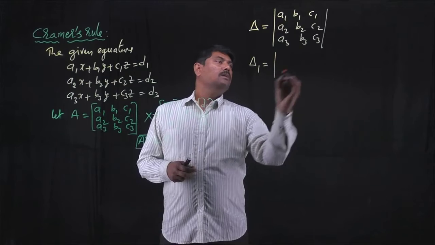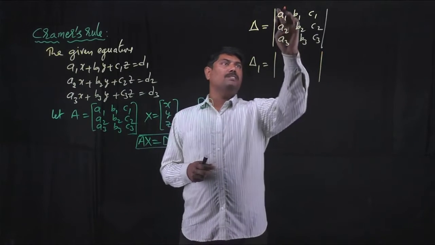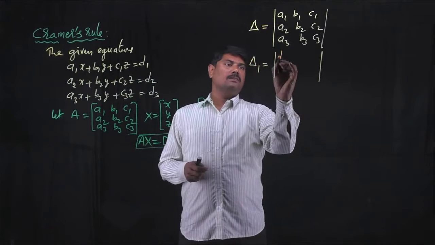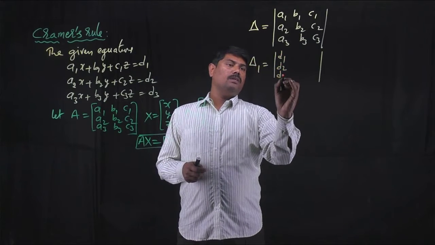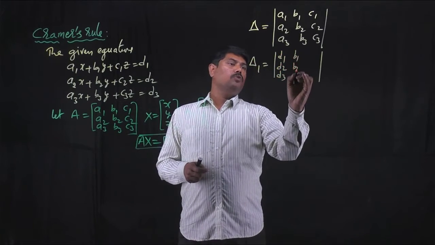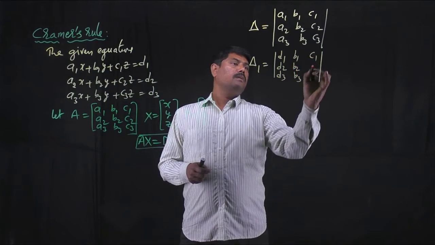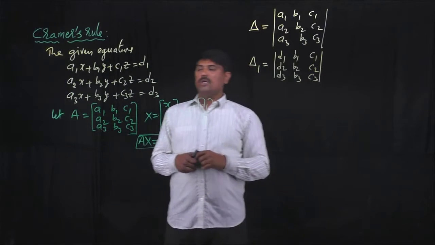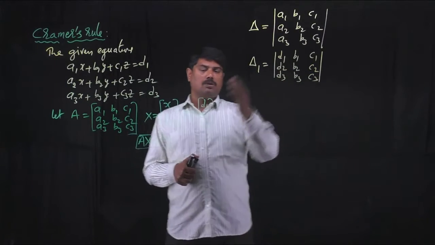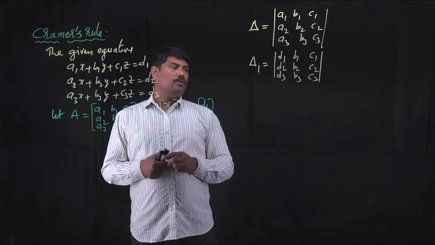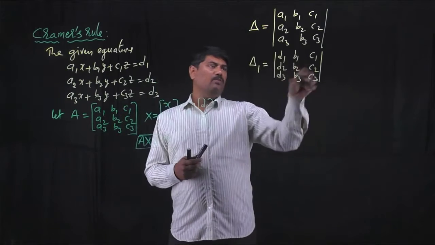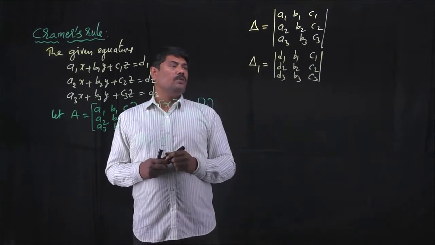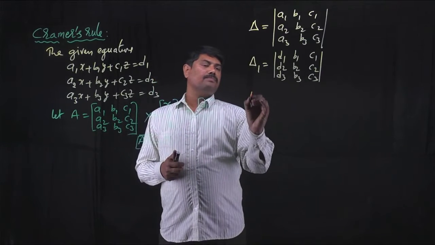and find another determinant which is obtained by replacing the first column with the constant matrix, like this: d1, d2, d3, b1, b2, b3, c1, c2, c3. Replacing the first column of the coefficient matrix with the constant matrix d1, d2, d3. Then we have to find the determinant of such a matrix, which is denoted by delta 1.